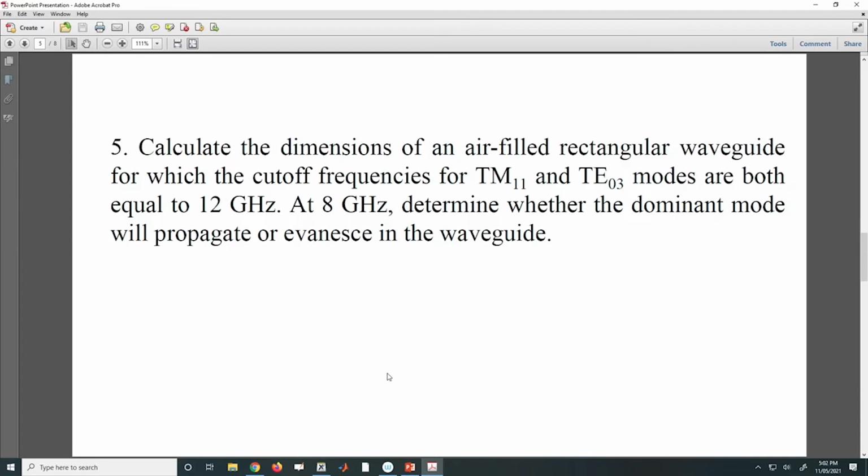Calculate the dimensions of an air-filled rectangular waveguide for which the cutoff frequencies for TM11 and TE03 modes are both equal to 12 GHz. At 8 GHz, determine whether the dominant mode will propagate or be evanescent in the waveguide.